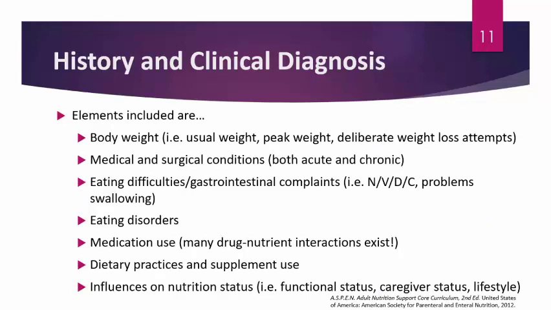Whenever I talk about history, I'm talking about the patient's history and any kind of diagnosis that they have that may potentially influence their dietary intake or even a degree of inflammation. Elements included within the patient history and the clinical diagnosis include the patient's body weight, and this includes their usual weight, what their peak weight is, whether the peak weight is a peak low weight or a peak high weight, as well as deliberate weight loss attempts or even undeliberate weight loss.